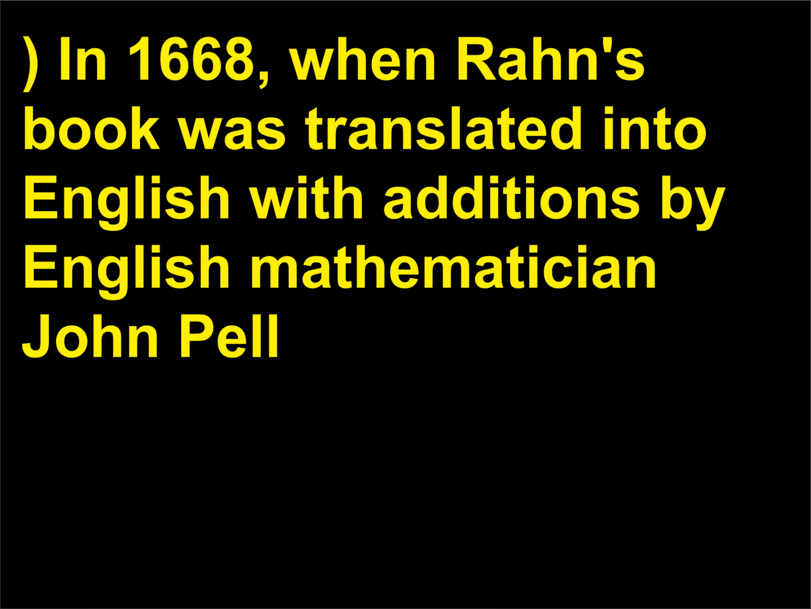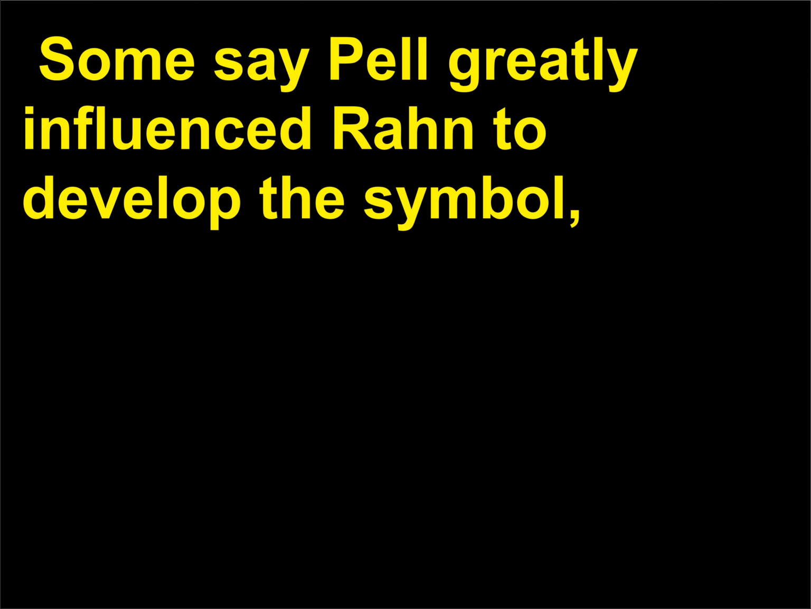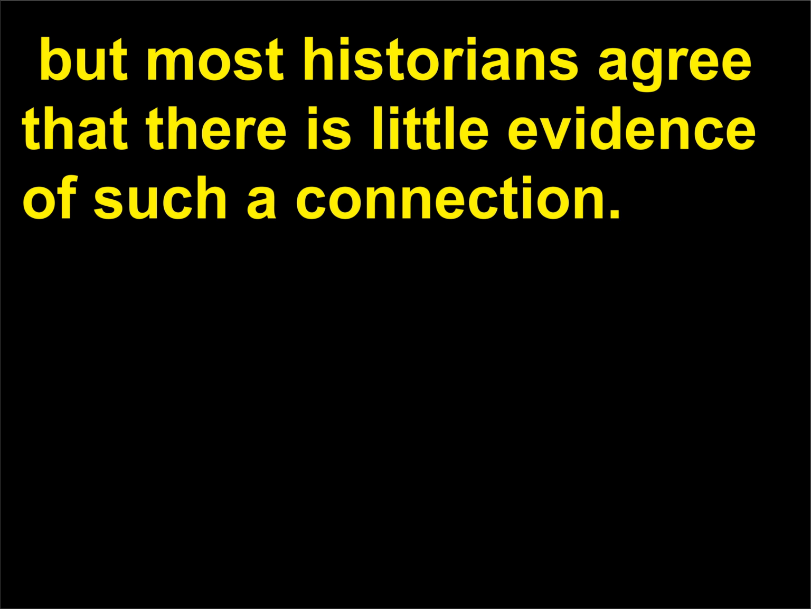In 1668, Rahn's book was translated into English with additions by English mathematician John Pell, 1610 to 1685, and the division symbol was retained. Some say Pell greatly influenced Rahn to develop the symbol. But most historians agree that there is little evidence of such a connection.